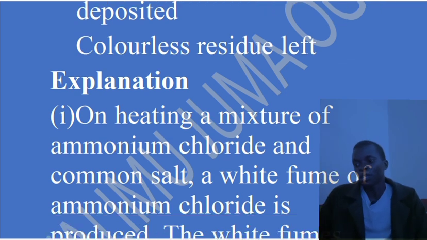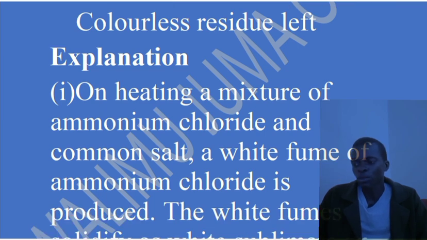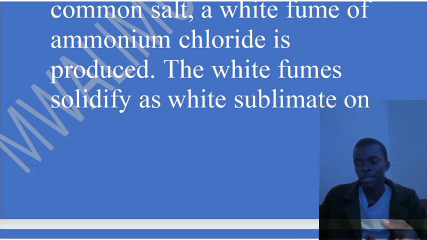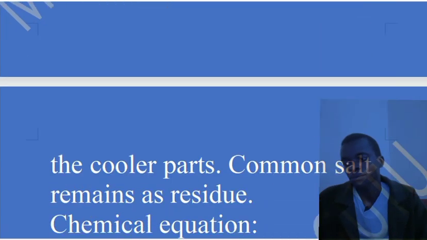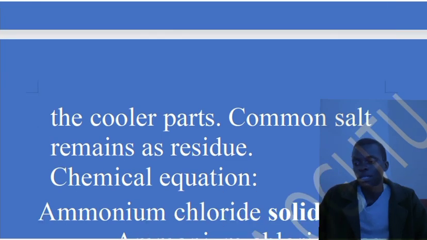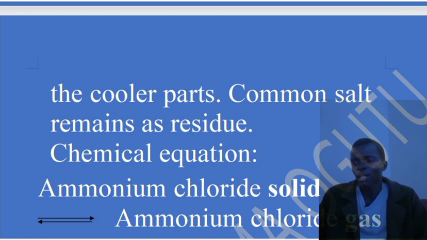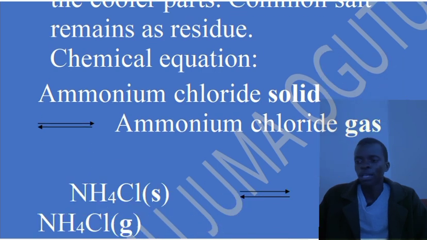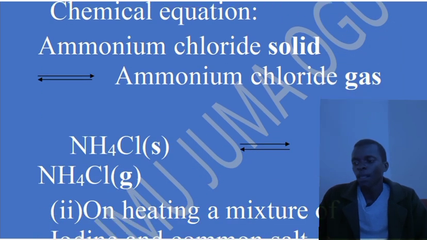So we are saying that on heating a mixture of ammonium chloride and common salt, white fumes of ammonium chloride are produced. The white fumes solidify as white sublimate on the cooler parts. The common salt remains as residue. The chemical equation is ammonium chloride solid, then provision of heat, to ammonium chloride gas. So you can see the chemical equation.